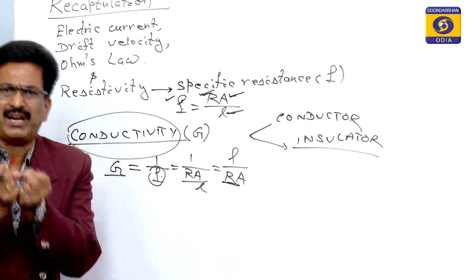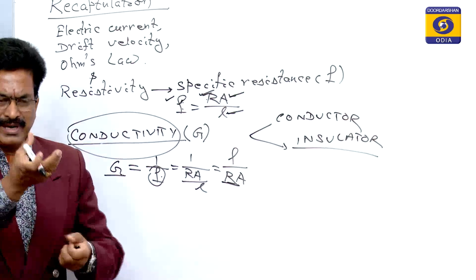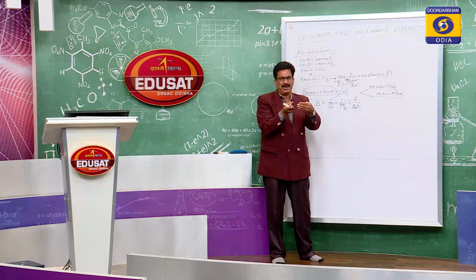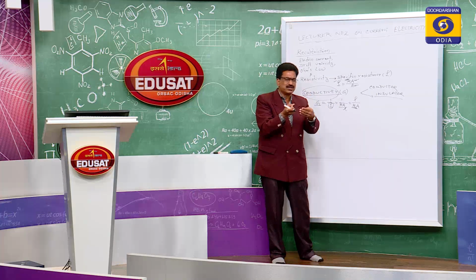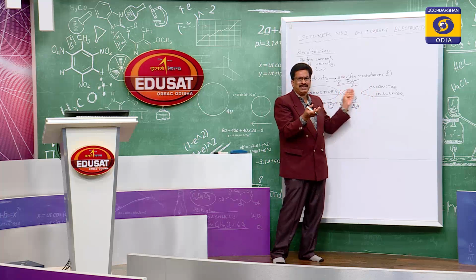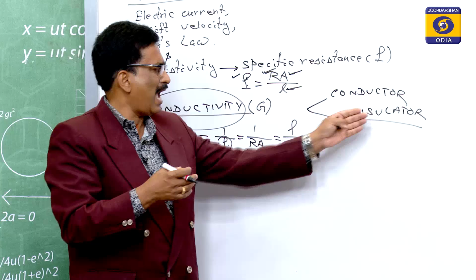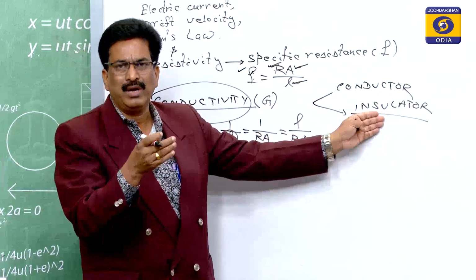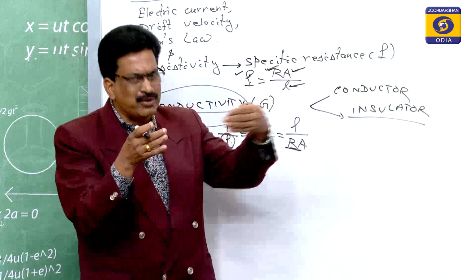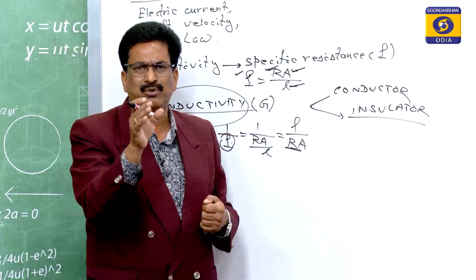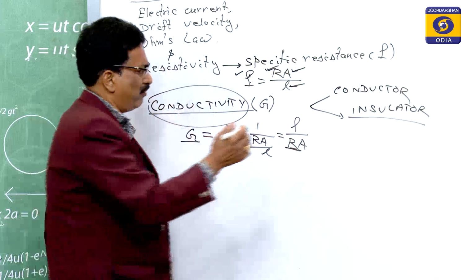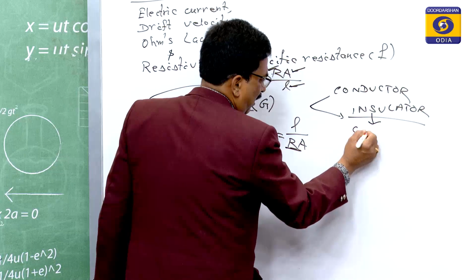Suppose a thing conducts very easily, what does it indicate? If it conducts very easily, it means the opposition which it provides must be less. The opposition is nothing but the resistance. If the resistance of that material is less, then we will call it a good conductor. And if the resistivity, meaning the resistance, is more, its opposition is more. If the opposition is more, the magnitude of the thing which enters will gradually decrease.